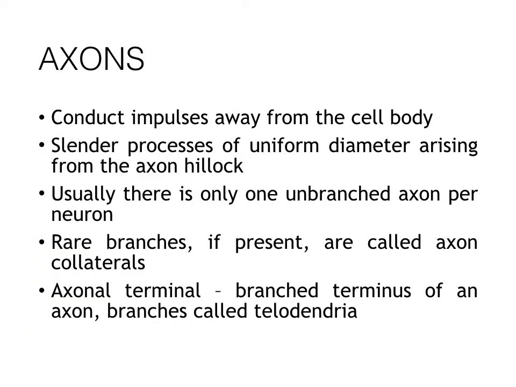Coming to the axon, as I told you, the axon conducts impulses away from the cell body. These are slender processes of uniform diameter arising from the axon hillock. The axon hillock is nothing but the junction between the cell body and the beginning of the axon. Usually there is only one unbranched axon per neuron, but sometimes you may see collaterals, and at the end of the axon you are going to appreciate the branched termination of an axon called telodendria.